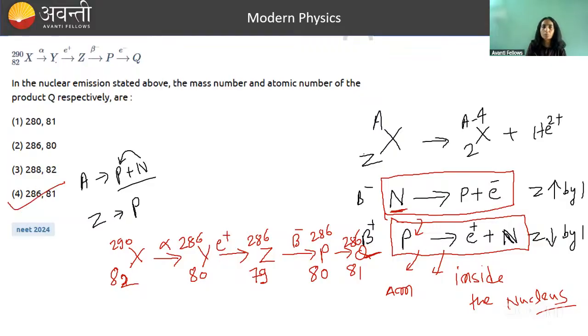Answer should be 4. But there is a confusion here. Confusion ये है कि जो E minus sign यहाँ पे दिया है ना, इसको दूसरे वे में भी रीड कर सकते हैं, इलेक्ट्रॉन कैप्चर भी बोल सकते हैं यहाँ पे.